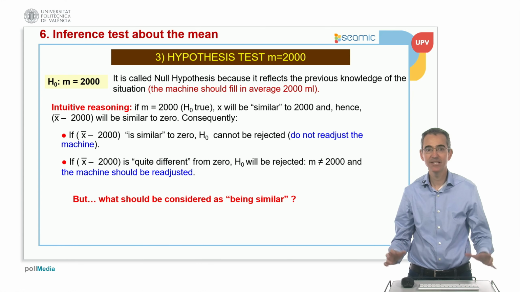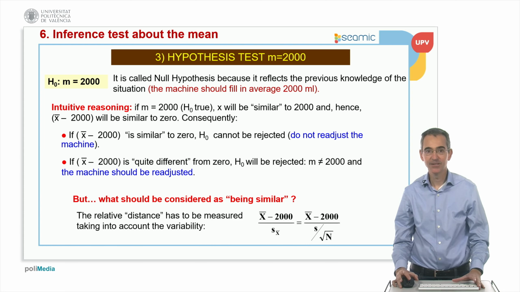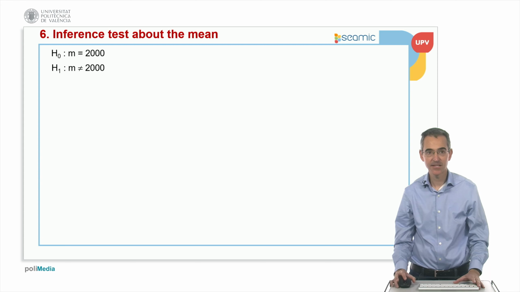Good, but what should be considered as being similar or not? Obviously, it depends on the distribution in sampling. The relative distance has to be measured taking into account the variability, the variability of the sample variance and the sample mean. This is the way we measure that variability according to what we explained in previous videos. Well, good. So this is the null hypothesis. This is the alternative hypothesis.